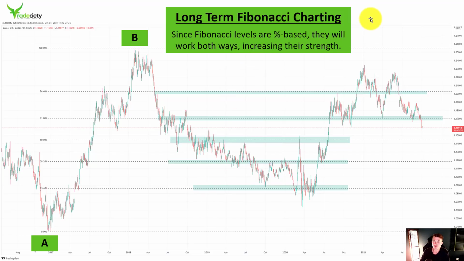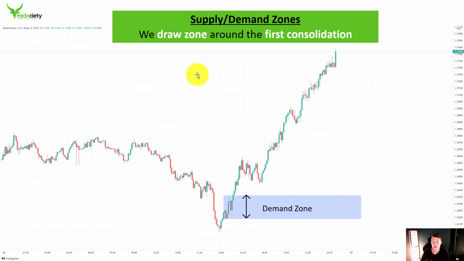Fibonacci's are often used by automated trading strategies because they are very objective. They're also percentage based, so they're very clear, and there's no debate on where to find Fibonacci, so they work really exceptionally well. Tip number 5, you need to know about supply and demand zones.